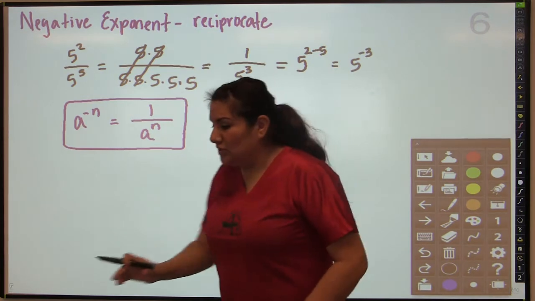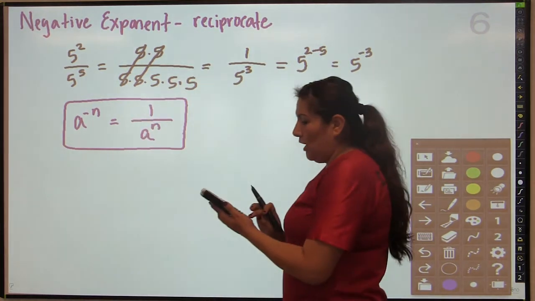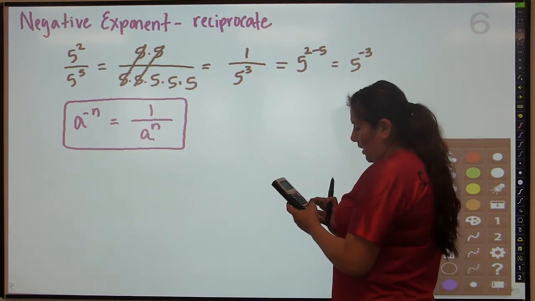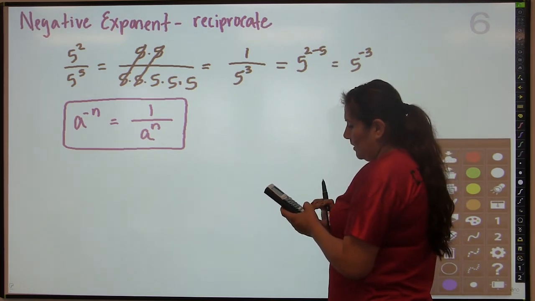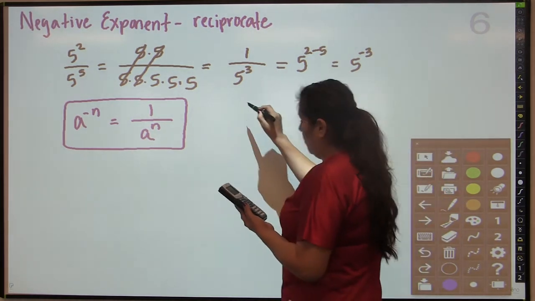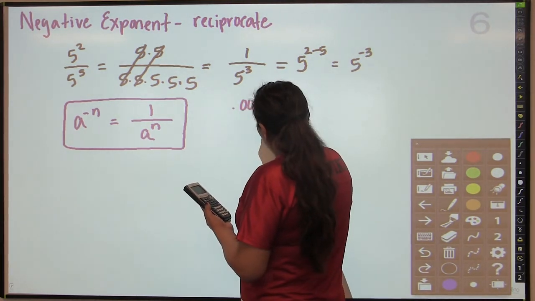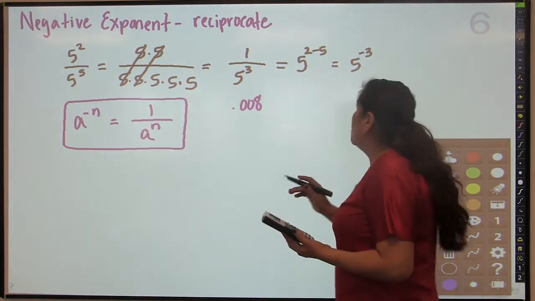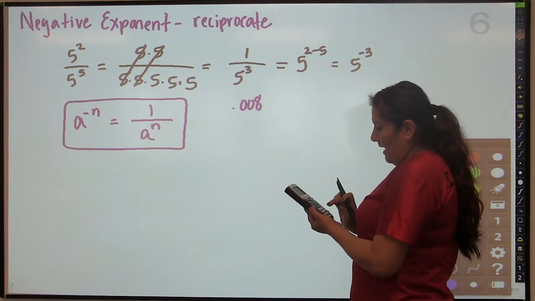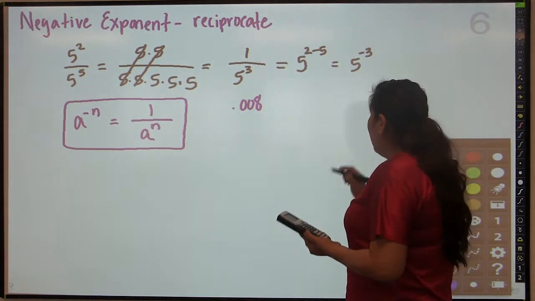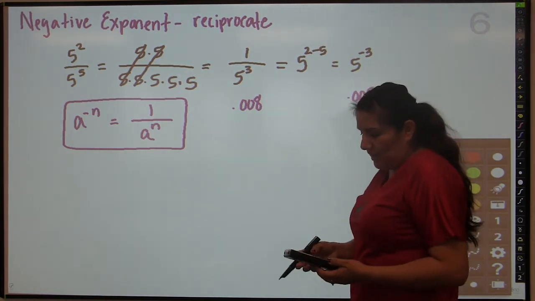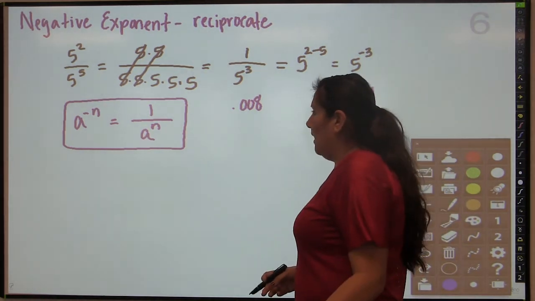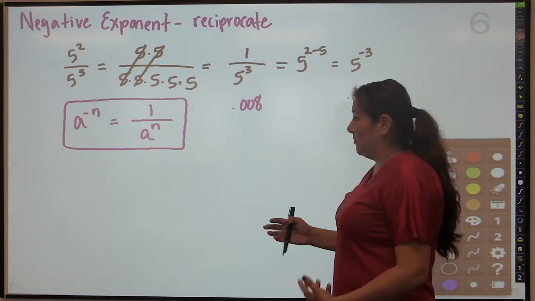And if you're interested, you can actually use your calculator. If you take 1 and divide it by 5 to the third power, you end up with 0.008. And if you still don't believe me, you can take 5 and raise it to the negative 3 power, and you get the same 0.008.